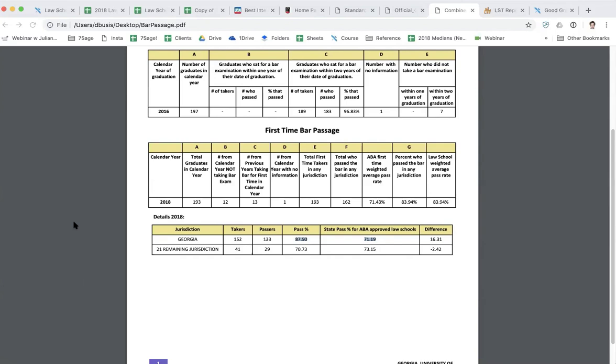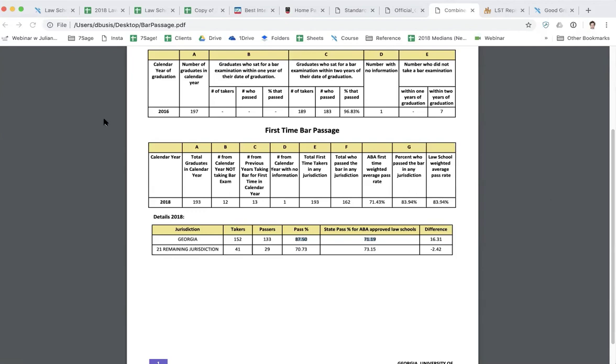Got it. But I think looking at the calendar year 2018 under first time bar passage, you can compare that number to previous years taking the bar for the first time. So it could be a question of what people are doing in that year where they didn't take the bar. And then column E, total first time test takers in any jurisdiction, 193, bar passage in any jurisdiction, 162. So that's not just whatever state it was, but the general pass rate, which I think would be interesting to see, general about the school and the students coming from that school.